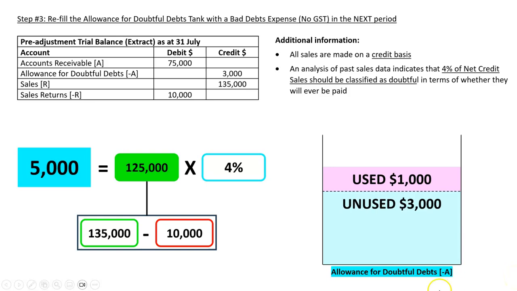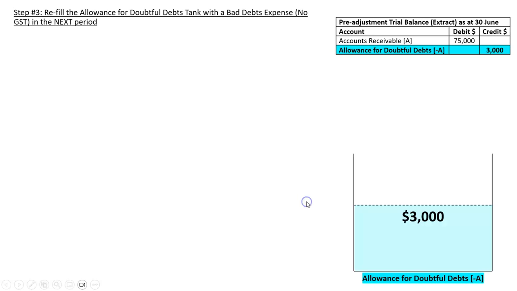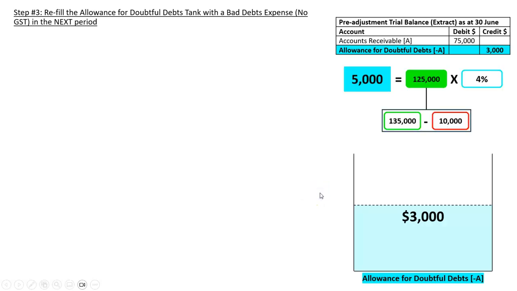So we need to allow, out of this account receivable here of 75,000, we don't think $5,000 of that will be collected. We don't know who though. So what we do is we make an allowance for doubtful debts. But we don't need to make an allowance for all of the 5,000 because we've still got $3,000 unused from last period. So what I'm going to do is kind of top up the difference. So we're going to do it with the exact same debits and credits as last time. I'm going to get this allowance for doubtful debts from 3, which is where it's at now, to 5.